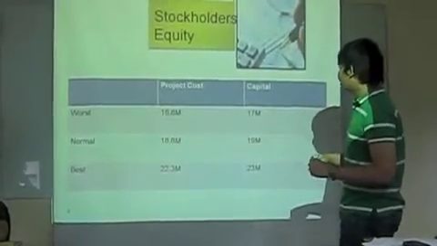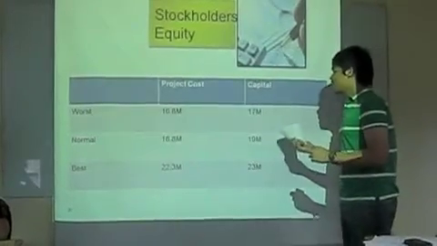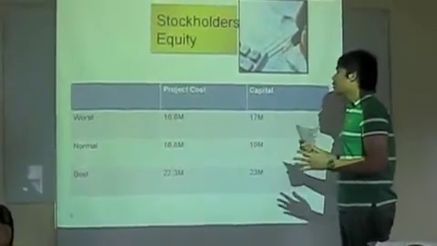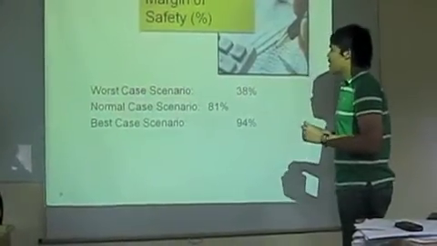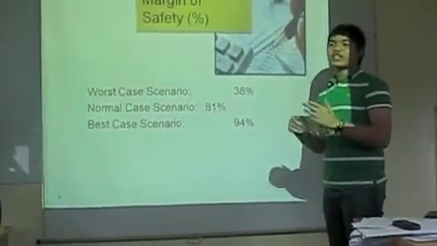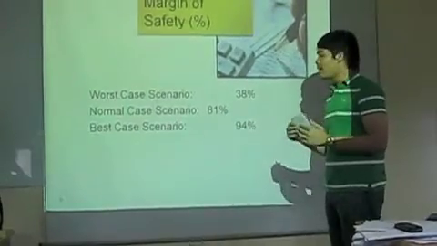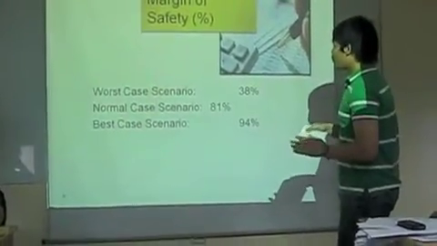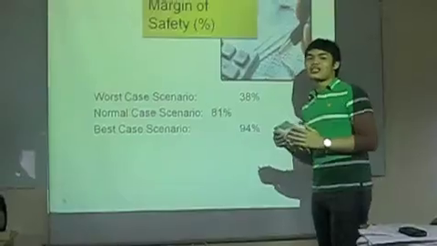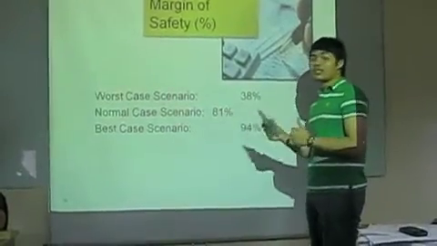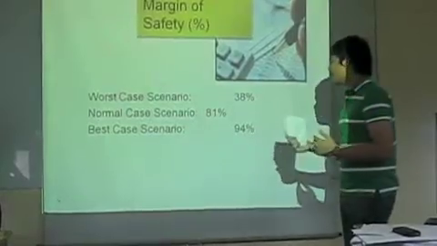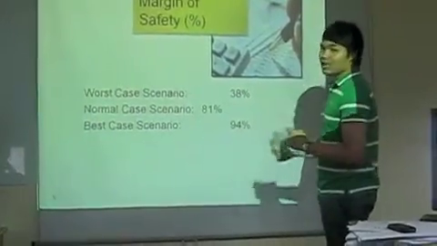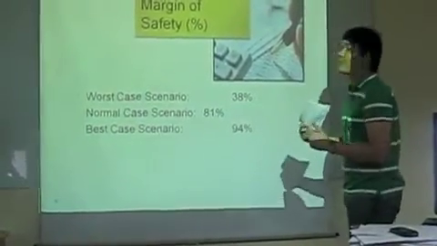Stockholders' equity will be based on project cost. So the higher the project cost, the higher the equity of the company. For the margin of safety, how much sales can the company drop before it reaches the break-even point? Of course, for the worst case scenario, it's only an average of 38%, so the company is in danger in the worst case scenario. While in the normal and best cases, you still have 81 to 94% of sales to drop before it reaches the break-even point.